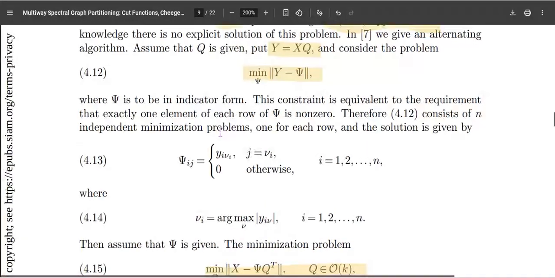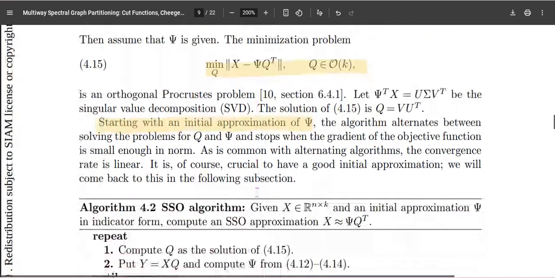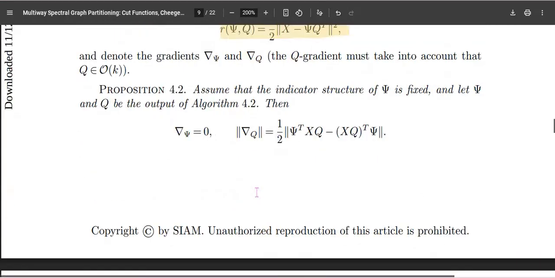This indicator matrix, as mentioned earlier, will have only one non-zero value in each row. The column in which that non-zero value occurs defines which subgraph the corresponding row belongs to. So we can partition based on the first column non-zero values, second column non-zero values, third column, and kth column non-zero values, so that it makes a k partitioning algorithm. So this is the crux of this algorithm.